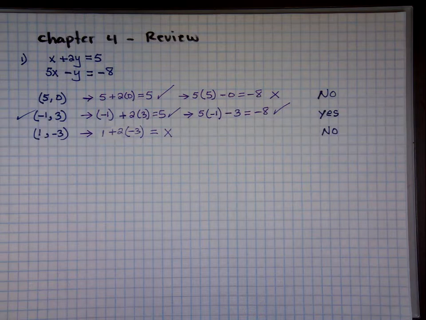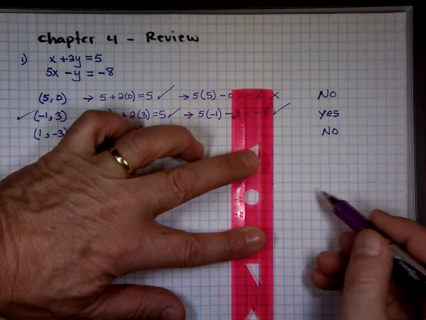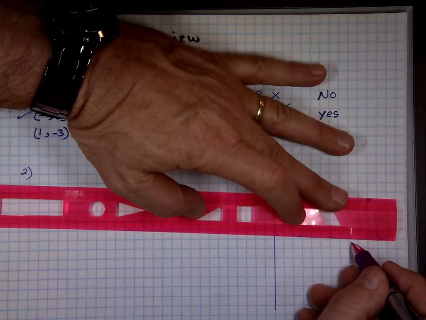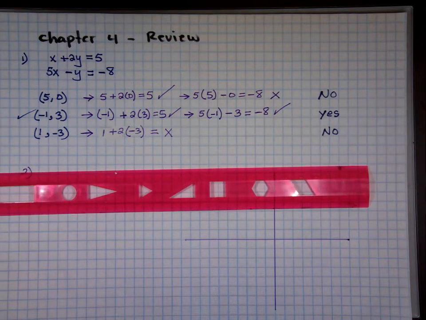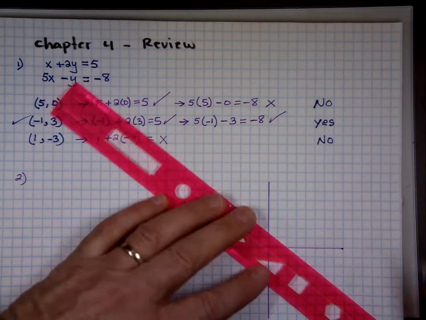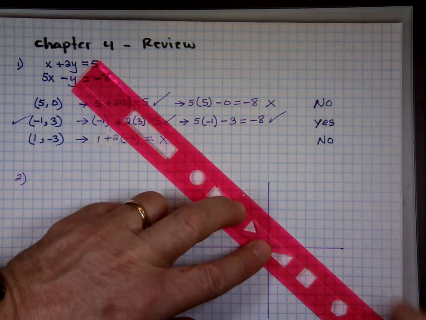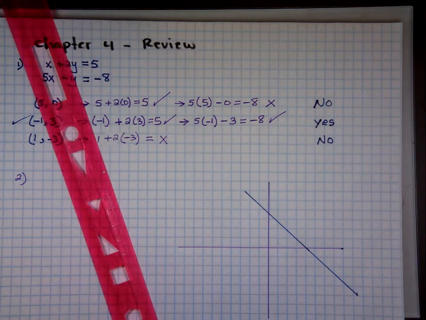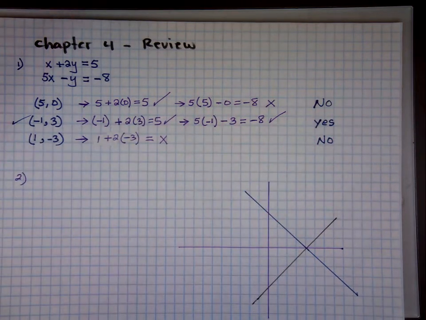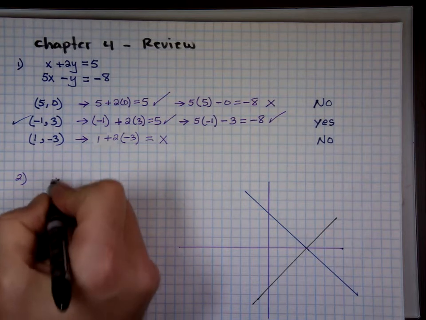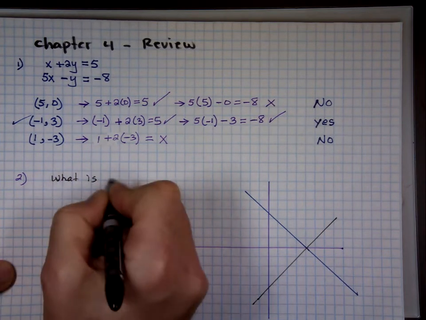Now, question number 2, they're giving us the graph, and they ask, what is the solution? You are given the graph. It looks something like this. One of the lines looks like this, and the other one looks like this. Based on that picture, what is the solution?